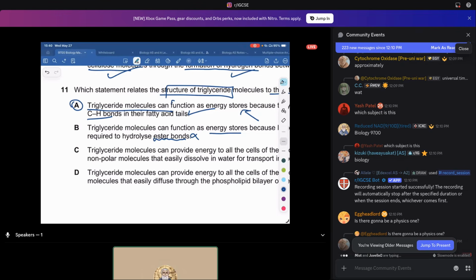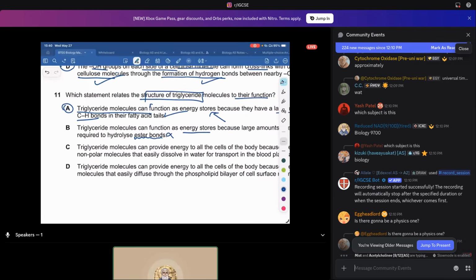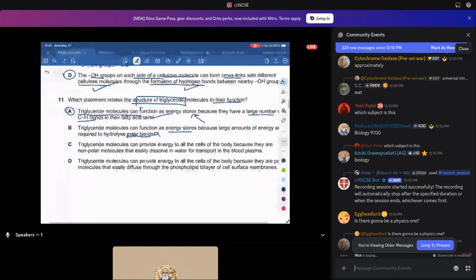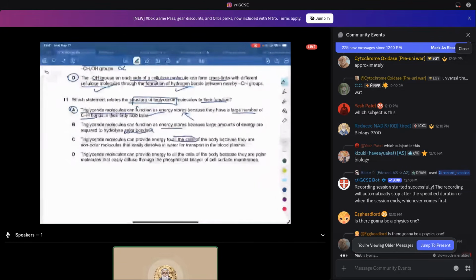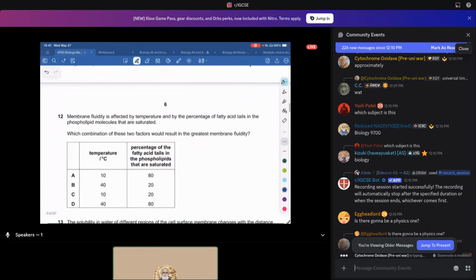Okay, perfect. So if something's an energy store, does it release energy, or do we need energy to break it down? Releases energy. So B is just nonsensical. C: they can provide energy to all the cells because they are non-polar molecules that dissolve in water. That doesn't make sense. How can a non-polar molecule dissolve in water? This is wrong. D: triglyceride molecules can provide energy because they are polar molecules that easily diffuse through the phospholipid bilayer. That's also not true. You have the thing and its opposite. So C and D are just nonsensical. So the answer is A.